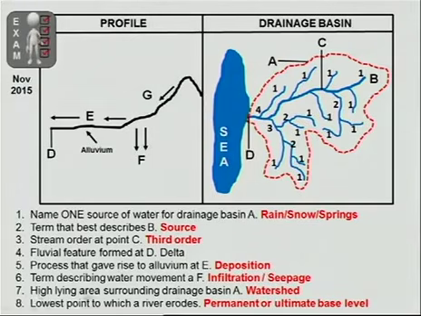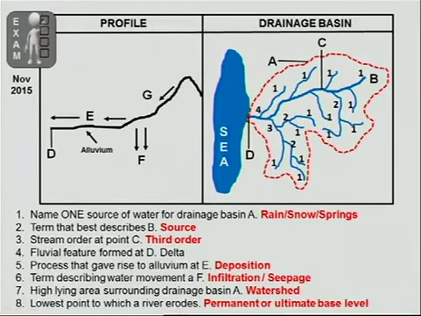Right. High-lying area surrounding the drainage basin. Here we've got the high-lying area, and of course that's called a watershed. Matric, your concepts, please don't forget that. The lowest point to which a river erodes would be the permanent or ultimate base of erosion.